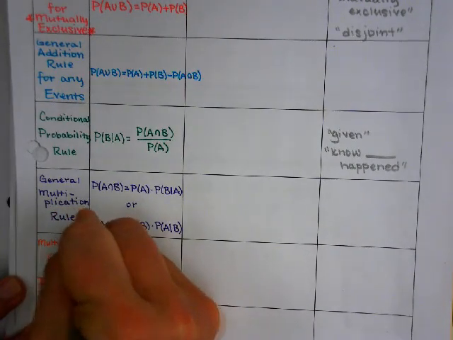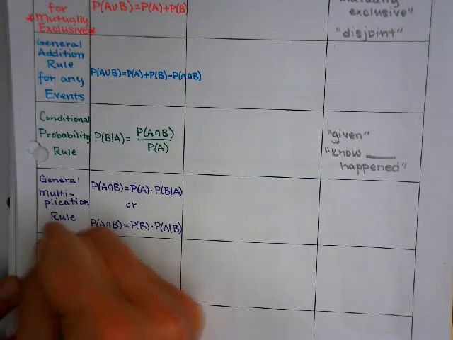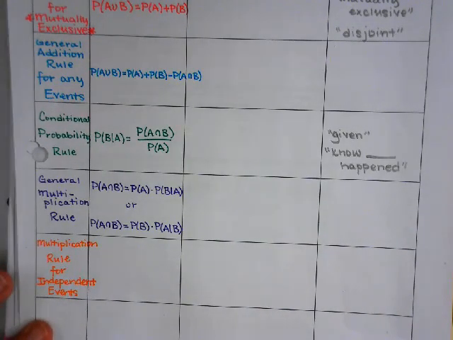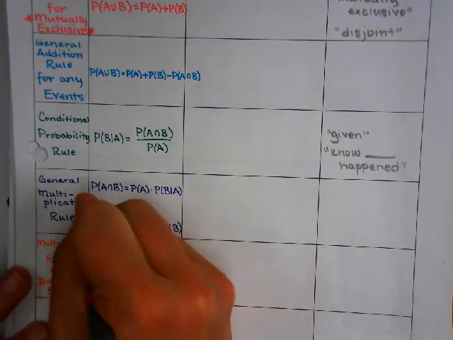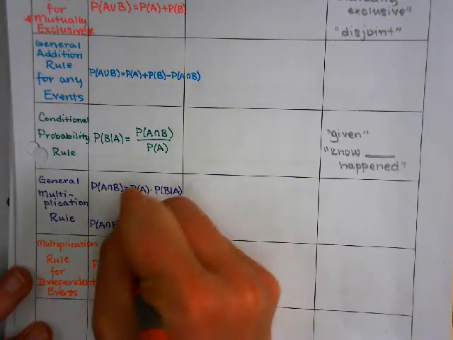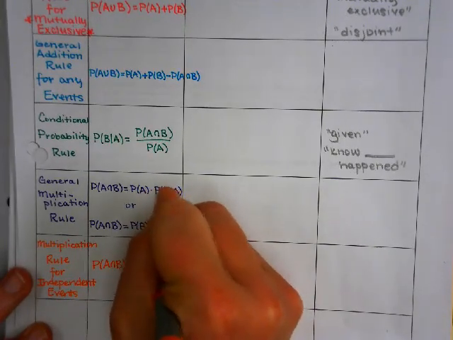Multiplication rule for independent events, ladies. We can find the probability of A and B by multiplying the probability of A times the probability of B, as long as they're independent. If they're not independent, you should use the one up above. The key word that you're looking for on this one is independent, or assuming independence.